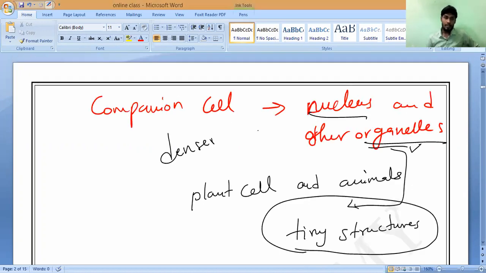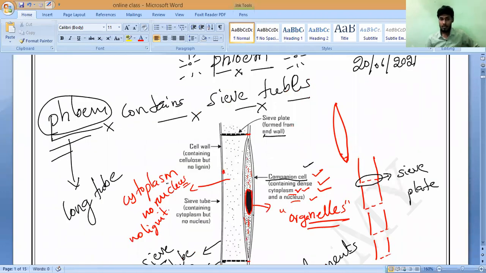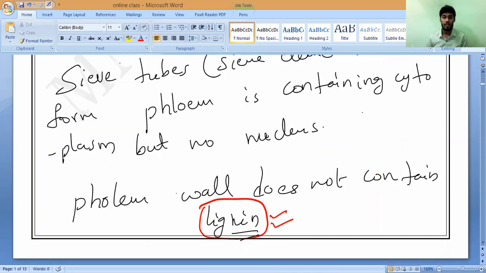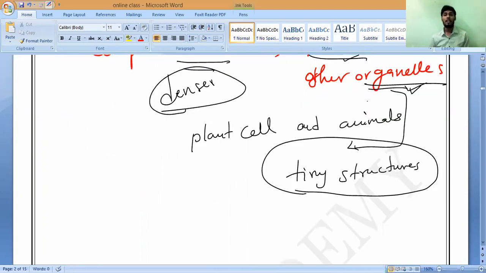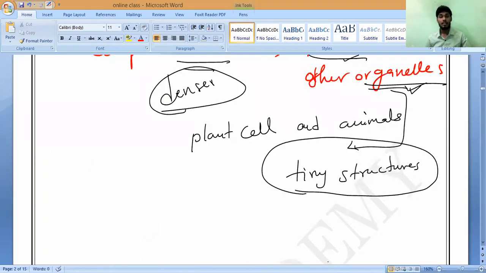So here, these companion cells are the same thing. They are the cells which are a little bit denser, which contain a nucleus and other organelles like cytoplasm. Please, all of you remember, that is the difference between the companion cell and the sieve tube. Sieve tubes contain only cytoplasm. There is no nucleus. But if it comes to the companion cell, what does it contain? Both cytoplasm and nucleus. Please remember. It is like a supporter to the sieve tubes. That is what we call companion cells. So, companion cells contain what? A nucleus as well as other organelles like cytoplasm.